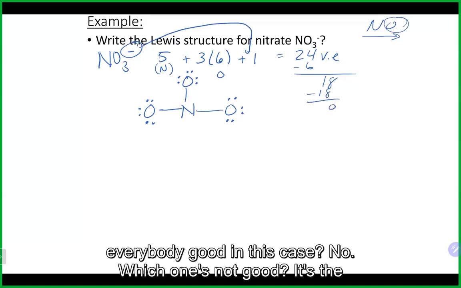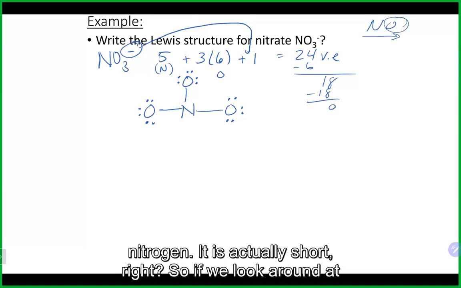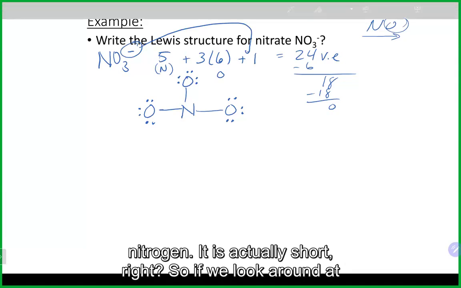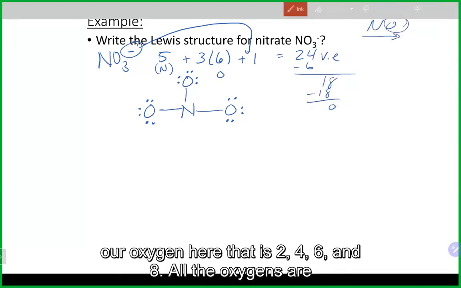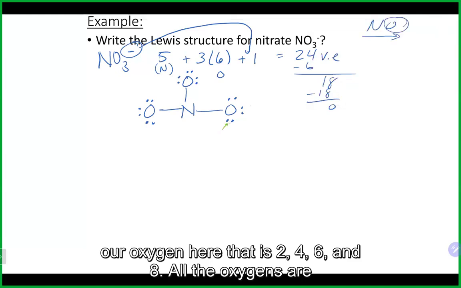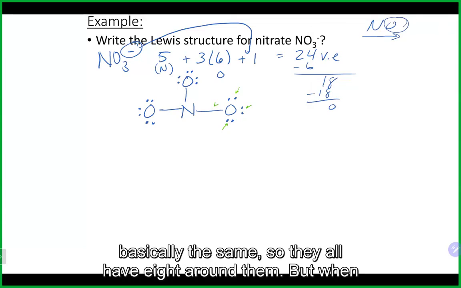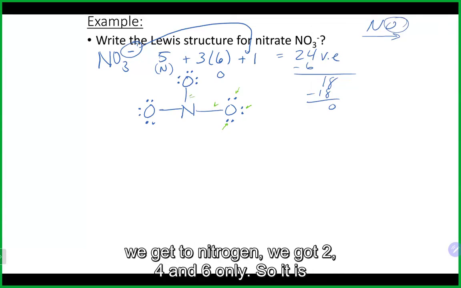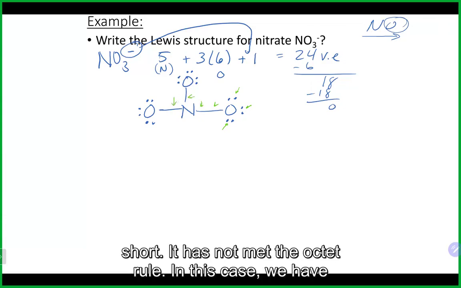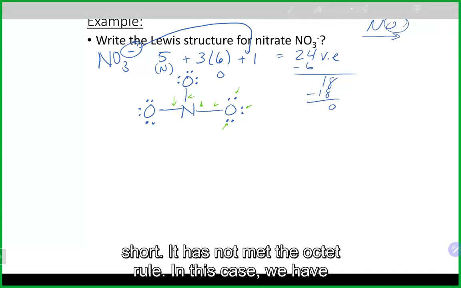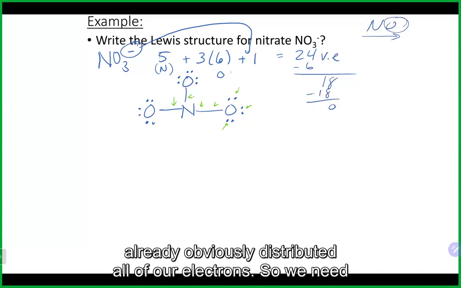Is everybody good in this case? No, which one's not good? It is the nitrogen. It is actually short, right? So if we look around at our oxygen here, that is 2, 4, 6, and 8. All the oxygens are basically the same, so they all have 8 around them. But when we get to nitrogen, we got 2, 4, and 6 only. So it is short. It has not met the octet rule in this case. We have already obviously distributed all of our electrons. So we need to try to fix this.